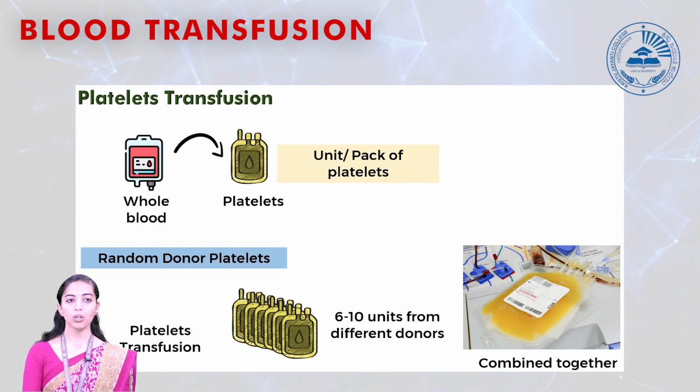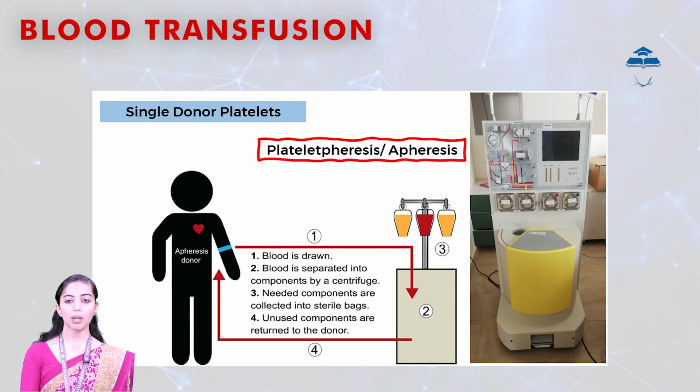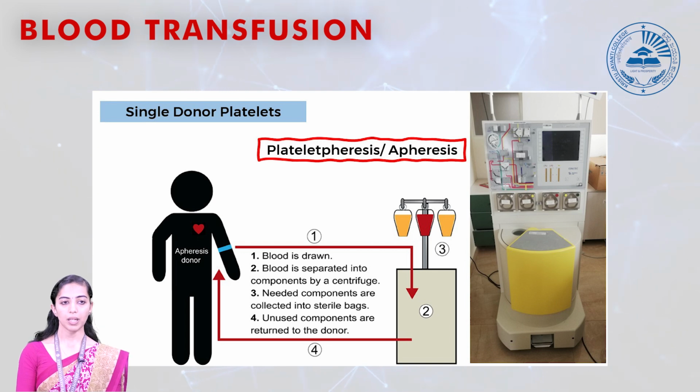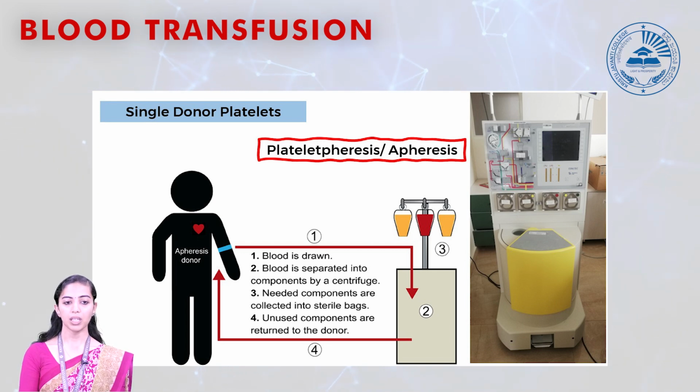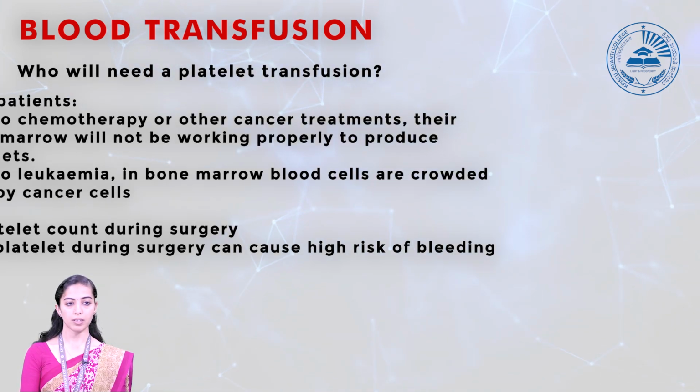Apart from that, if you want all the platelets to come from a single donor, you can take single donor platelets by a process called platelet pheresis or apheresis, in which the blood is drawn and separated into its components by centrifugation. The needed component, that is the platelets, will be stored, and whatever is remaining will be given back to the donor. This is done with the help of a machine which performs platelet pheresis or apheresis.